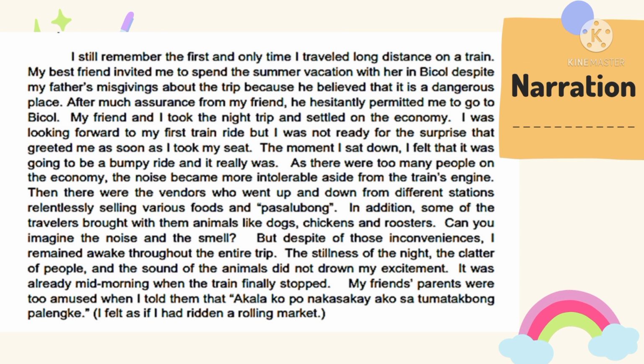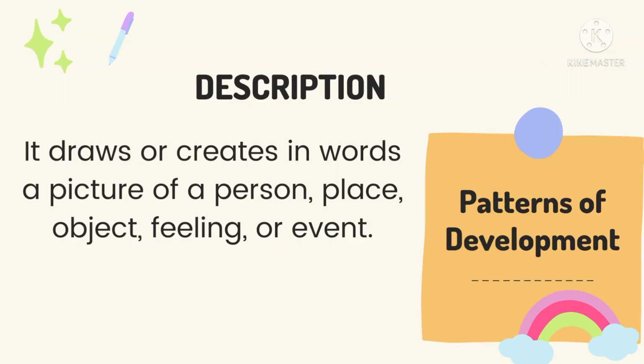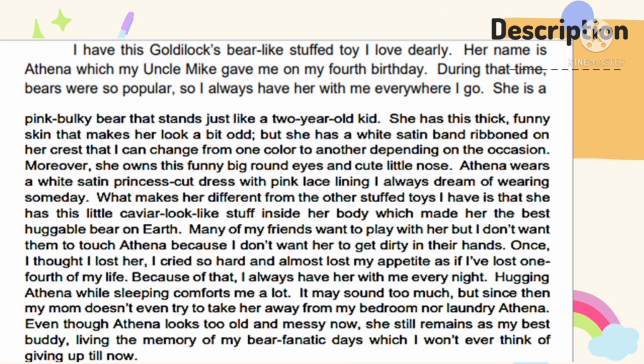The second pattern of development is description. Description draws or creates in words a picture of a person, place, object, feeling, or event. The writer uses a careful selection of details to make an impression on the reader. Here is an example of description paragraph or descriptive paragraph, and it says here how the writer describes Goldilocks bear-like stuffed toy. So the writer here used words that would make this object as being described visually vivid to the reader.